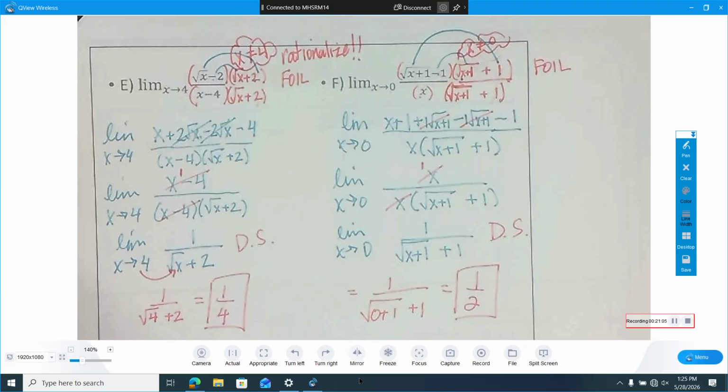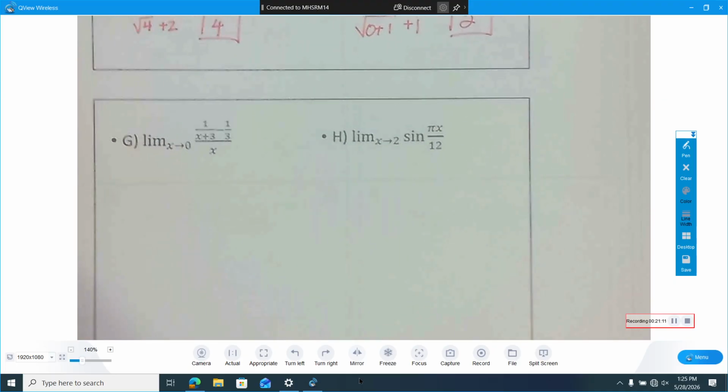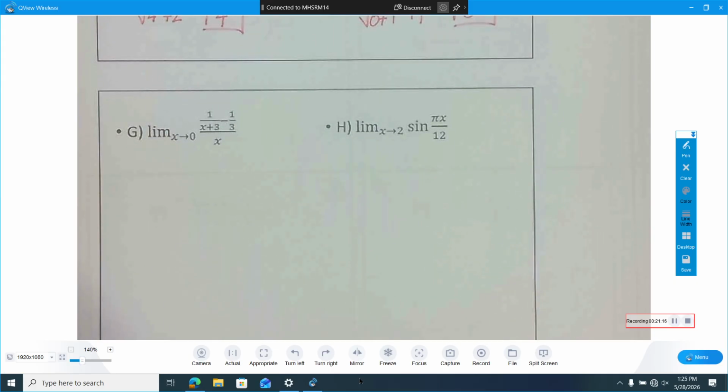No, not good. No, not quite. All right, so these are going to be the last two for now.